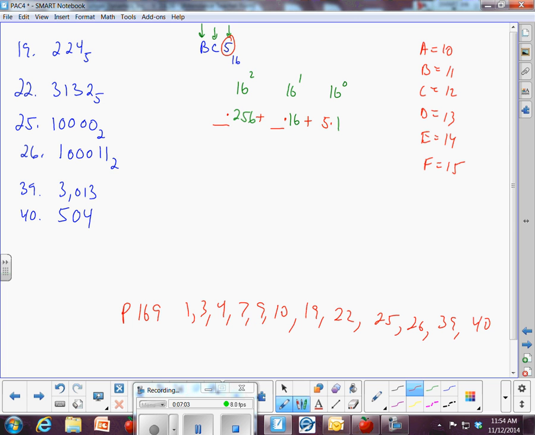So you look over here, and next is C, and C is a 12. And you have to multiply 12 times 16. The last digit is a B, and a B is an 11, and you must multiply 11 times the 256. Now you have to multiply all that stuff out to finally end up with the 3013.